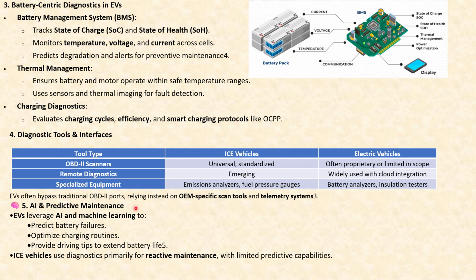Now let's briefly touch upon AI and predictive maintenance. EVs leverage AI and machine learning to predict battery failures, optimize charging routines, and provide driving tips to extend battery life. So with the help of AI and machine learning, these three applications are fulfilled. But IC engines use diagnostics primarily for reactive maintenance with limited predictive capabilities. When it comes to predictive capability, electric vehicles are far ahead of ICE vehicles.